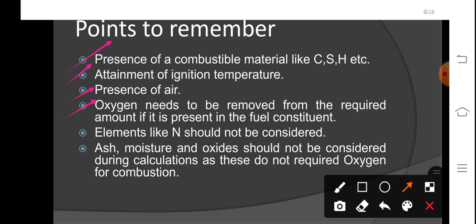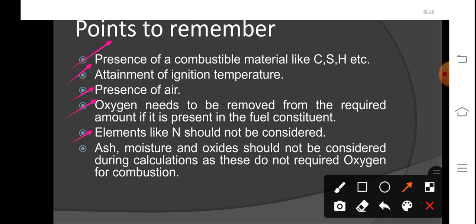Next, oxygen needs to be removed from the required amount if it is present in the fuel constituent. What does it mean? Oxygen supports the combustion, so the amount of oxygen required for the combustion is calculated as the amount of oxygen needed. But if a fuel already contains some amount of oxygen, let us say X amount, then this oxygen which is already present in the fuel as a constituent should be removed from the amount of oxygen needed.